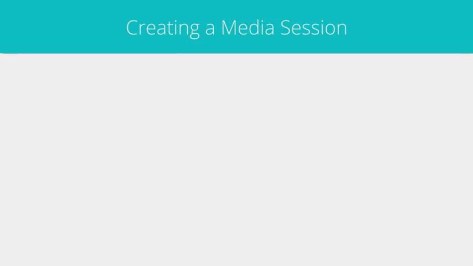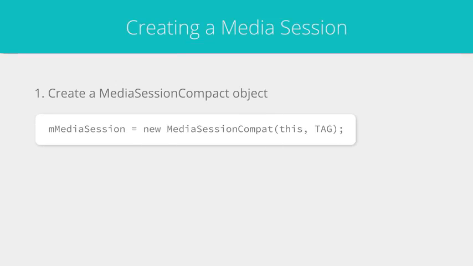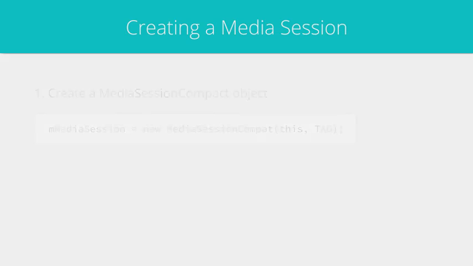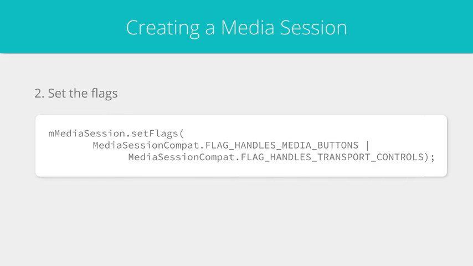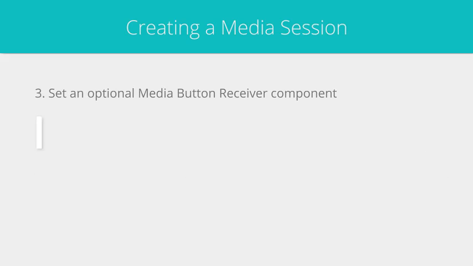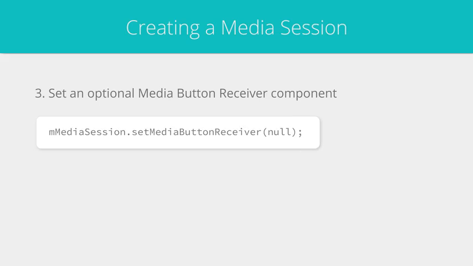Creating a media session in an activity breaks down to the following steps. Number 1, create a MediaSessionCompat object. Number 2, set the flags. These are the features that you want to support. Number 3, set an optional media button receiver component.